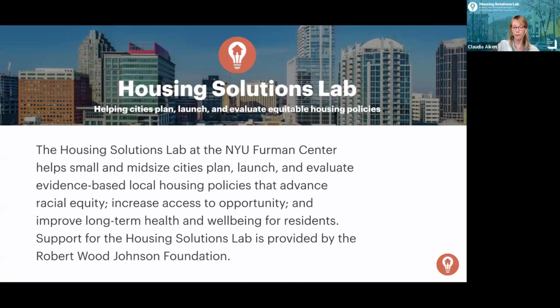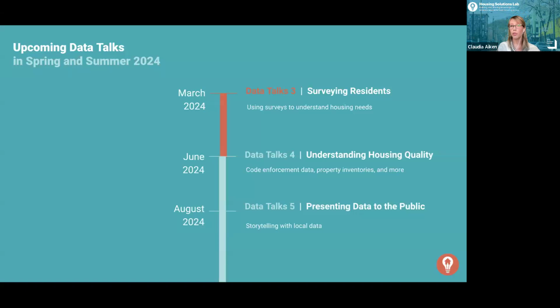If you're not familiar with the lab, we are based at the NYU Furman Center, and our mission is to help small and mid-sized cities plan, launch, and evaluate housing policies with the goal of advancing racial equity and health and well-being. Through our direct work with cities all over the country, one of the things we've heard many, many times is that there is a need to better understand your local rental stock and to track rents and understand trends in ownership. So today is an exploration of how local data sources can help us do that.